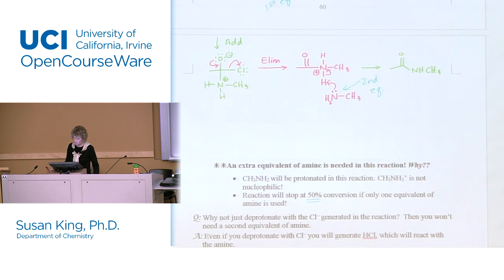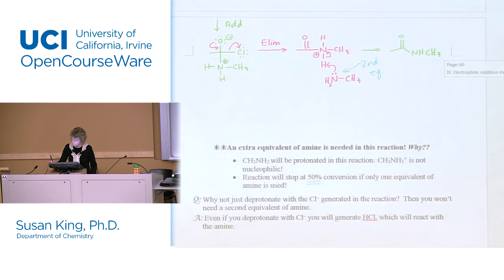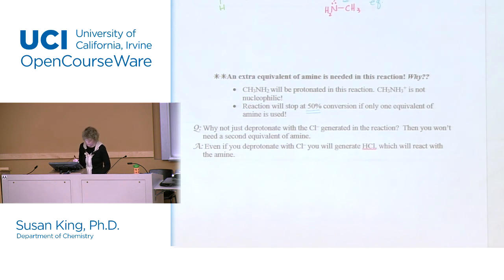So why not just deprotonate with the chloride ion generated in the reaction? That's really not going to help us anyway, because if we deprotonate with chloride ion, we'll form HCl, and what's HCl going to do with the remaining amine that's in there? Just going to protonate it, right? Just going to protonate it. So let me show you what I mean here.